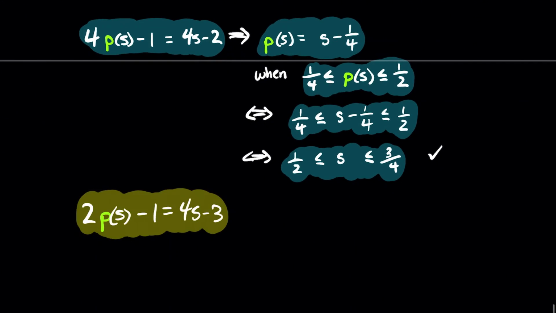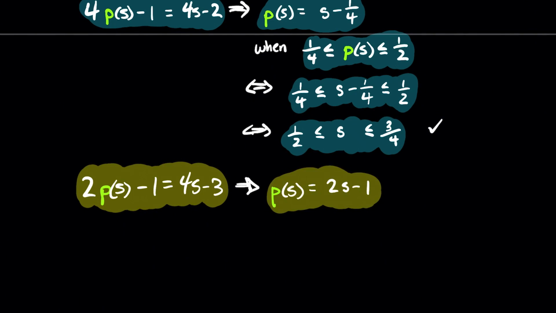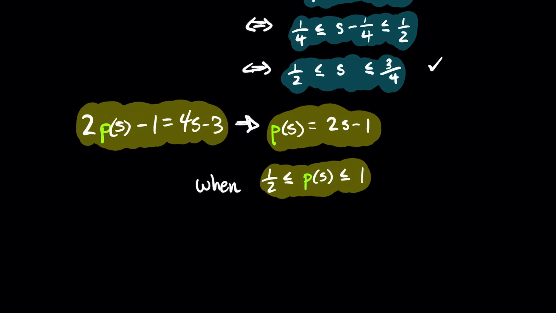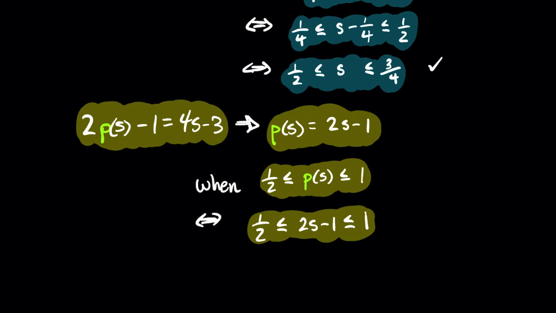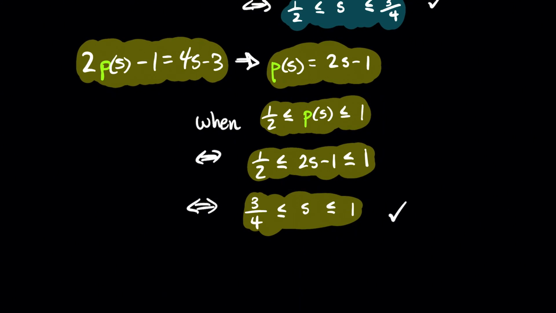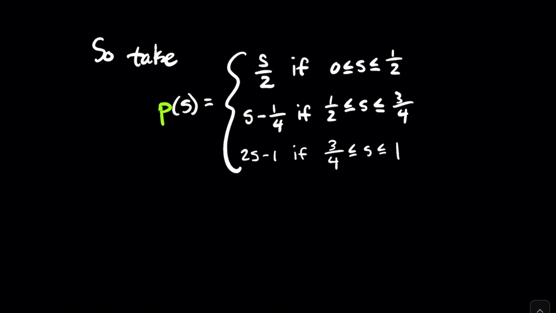Finally, from the yellow, we're going to solve 2p of s minus 1 equals 4s minus 3. Solve that for p of s and you get 2s minus 1. And we think about when this holds true. The orange function wanted p of s to be between 1/2 and 1. If you plug in your new formula for p of s and rearrange, you get that that is equivalent to s between 3/4 and 1, which is exactly what the purple function wanted from us. So in all, let's take p to be this function, putting the pieces together and the domain for each piece.